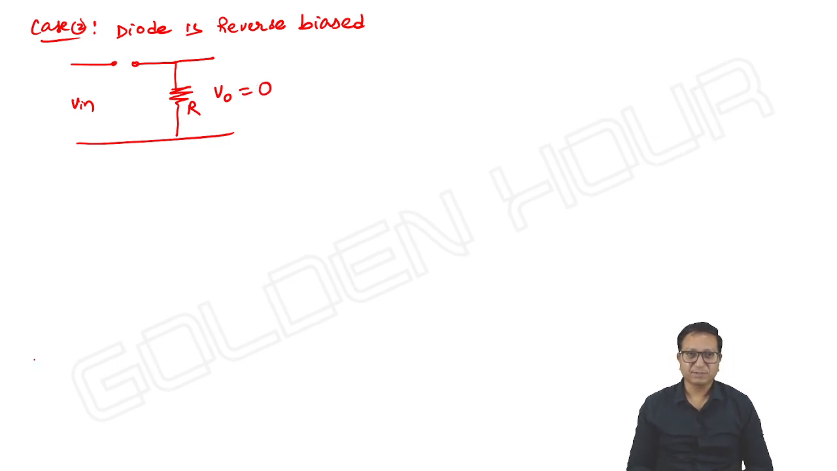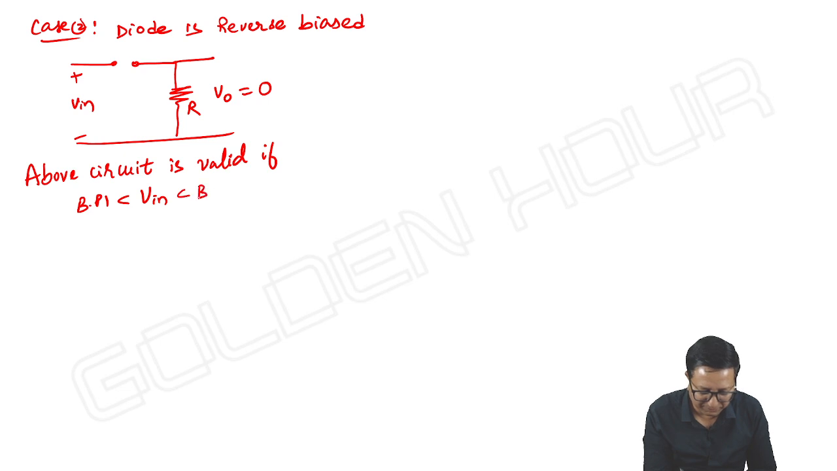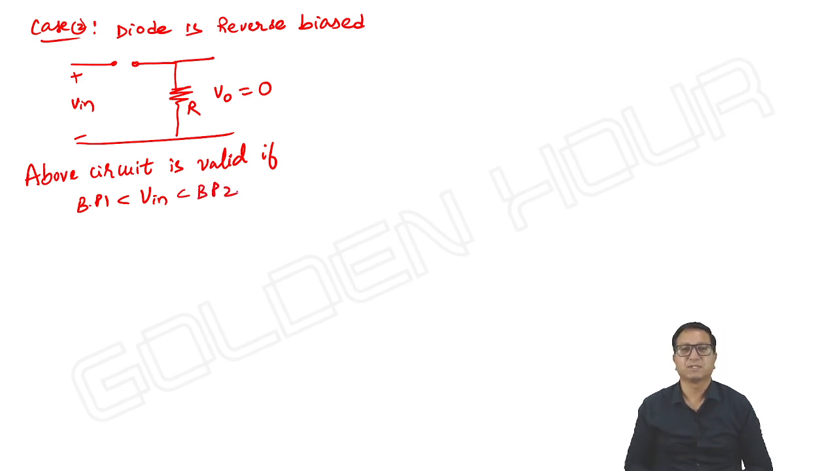How long is this valid? This is valid as long as the input is positive, at the same time less than the breakdown voltage of the Zener diode. Means 2 breakpoints we can see. The above circuit is valid if breakpoint 1 is less than V input, less than breakpoint 2. That's it. Breakpoint 1 means the beginning point of positive, that may be 0 volts, and breakpoint 2 is the breakdown voltage of the Zener diode, that is 6 volts.